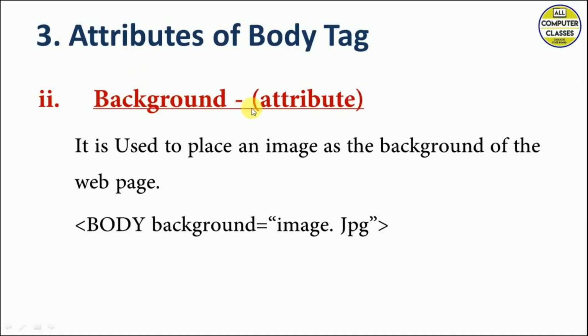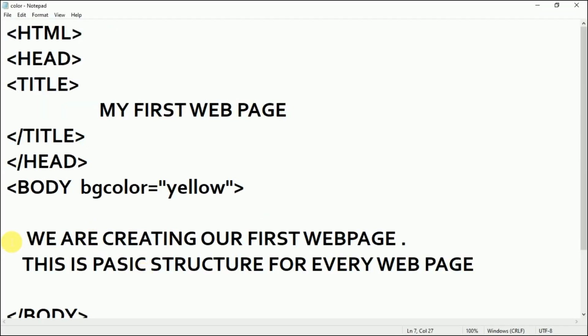Next is the background attribute, right? So the background attribute is used to place some image in the background of the web page, right? For example, how we will write it? Body background is equal to name of the image, right? So now let's see how we can do this. So now we will see how to have an image in a background, right?